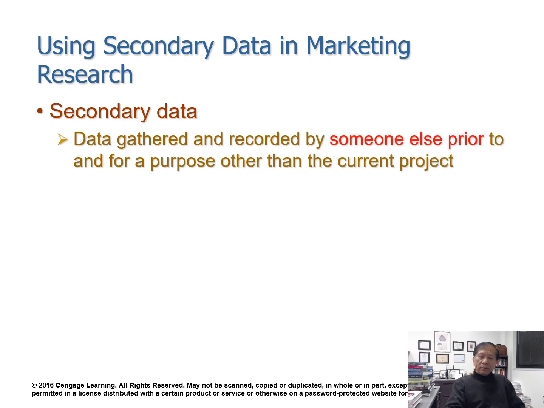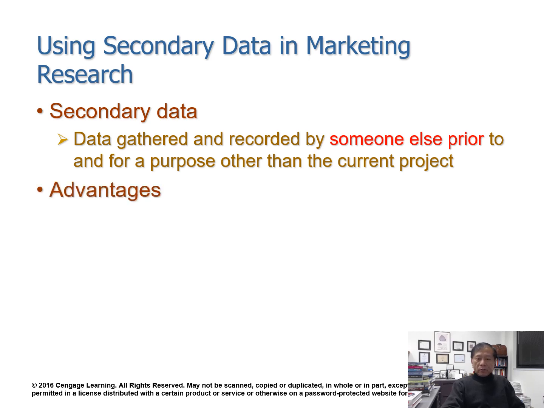Using secondary data in marketing research. What is secondary data? Primary data is the data you collect. For your group project, as I indicated earlier, you're going to collect primary data. Now let's talk about secondary data. Secondary data is data gathered and recorded by someone else prior to and for a purpose other than your current project. Somebody else did it before.